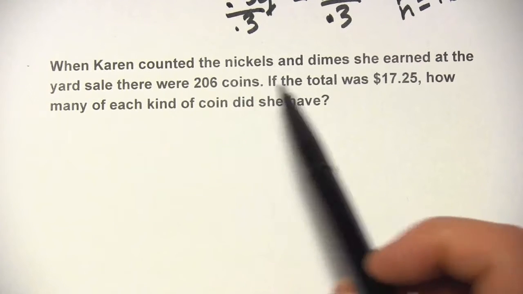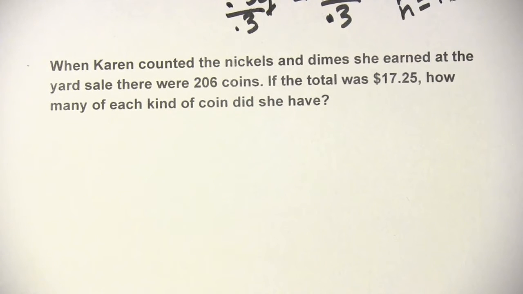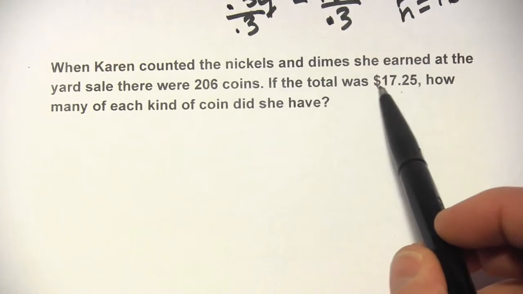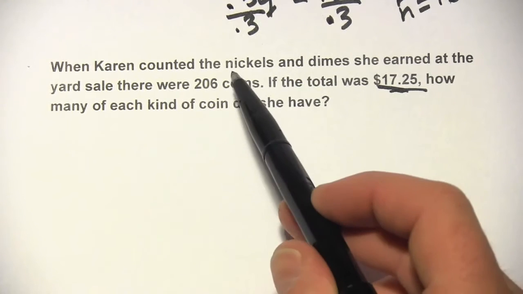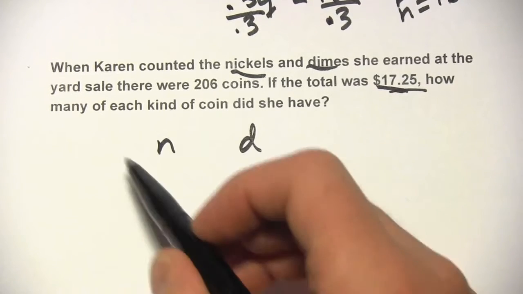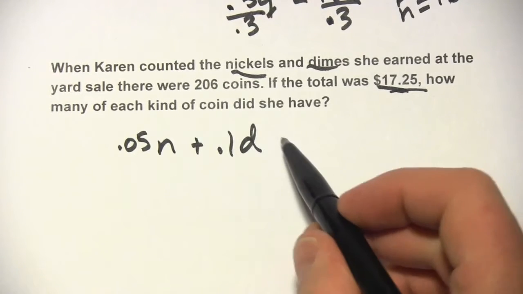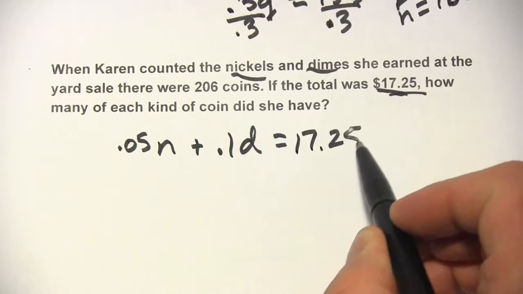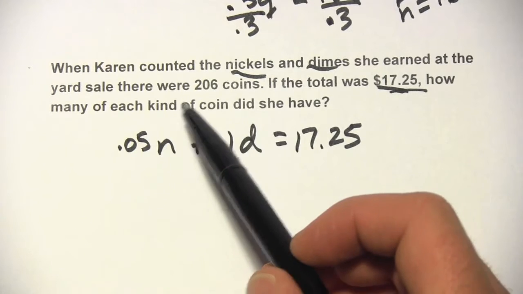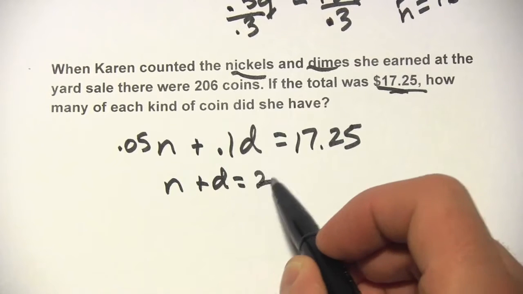This one says, when Karen counted the nickels and dimes she earned at the yard sale, there were 206 coins. If the total was $17.25, how many of each kind did she have? So pretty similar to the last one. We can make this value equation right away. We're dealing with nickels and dimes here, so we can say n is the number of nickels, d is the number of dimes. So 0.05 times the number of nickels plus 0.1 times the number of dimes is going to add up to 17.25. Now our other equation is pretty easy. It says the total number of coins is 206. So that's the number of nickels plus the number of dimes is going to equal 206.